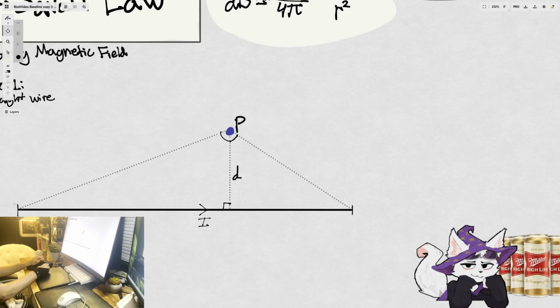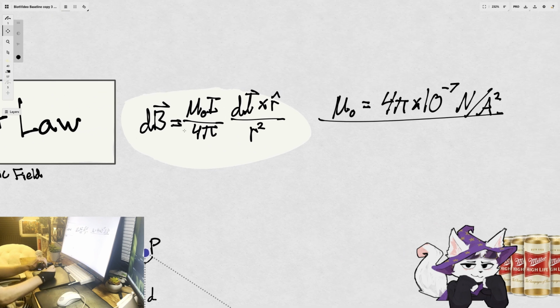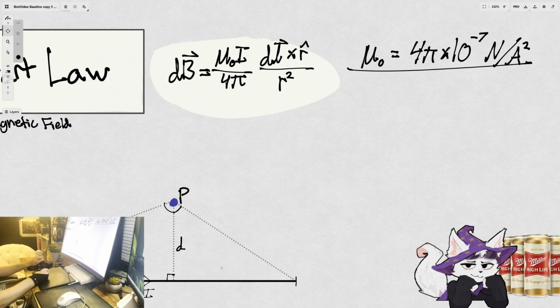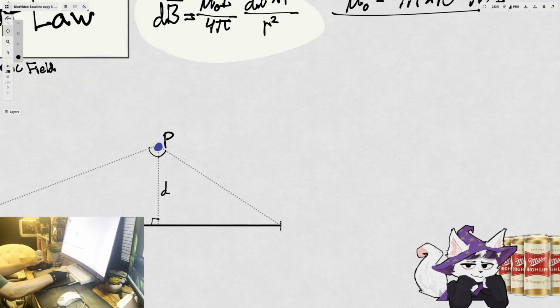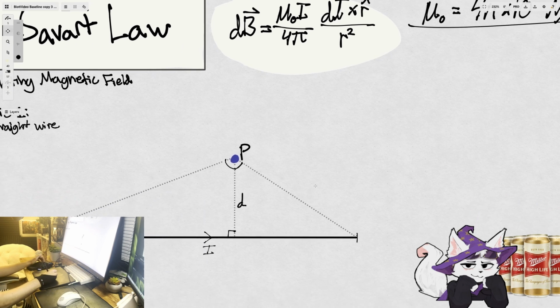which we are assuming is constant throughout, divided by 4 pi, times the cross product of our dl, which is as we said, a section in the wire pointing in the direction of our current, crossed with r hat, which is a unit vector that points in the direction of P. All of this being divided by r squared, which is just the magnitude of distance from our two vectors to our point of interest.